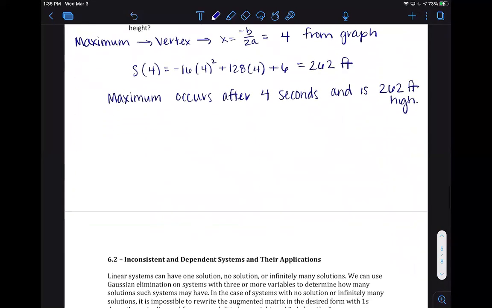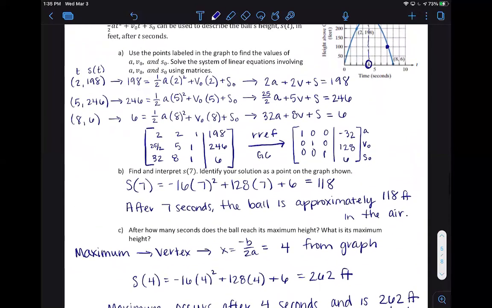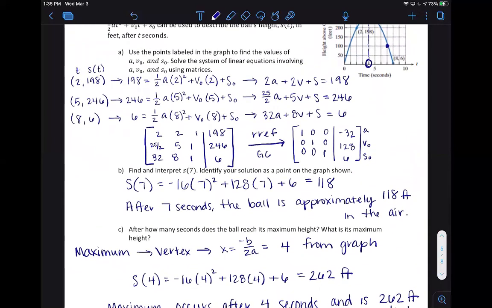Okay, so your homework is primarily just applications. There are some where you're going to actually just type in the augmented matrix and find your solutions. All right, go work on homework.